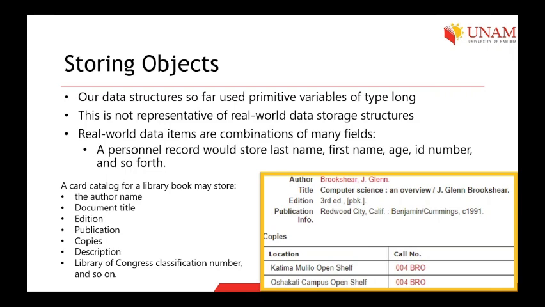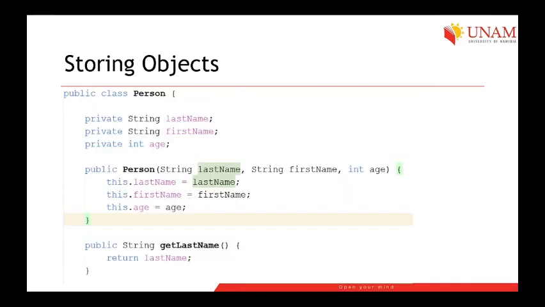So far, in our data structures, whether using ordered arrays or unordered arrays, we looked at the use of primitive variables, but of course this is not representative of real-world data storage structures. In the real world, you have a combination of many fields, where you might have a personnel record storing the last name, first name, age, ID number, and so forth. And the library catalog for a book, for example, might contain an author name, document title, edition, etc. So it's very important to keep in mind that when we are creating real applications, our objects might be more complex than the primitive types that we have looked at so far.